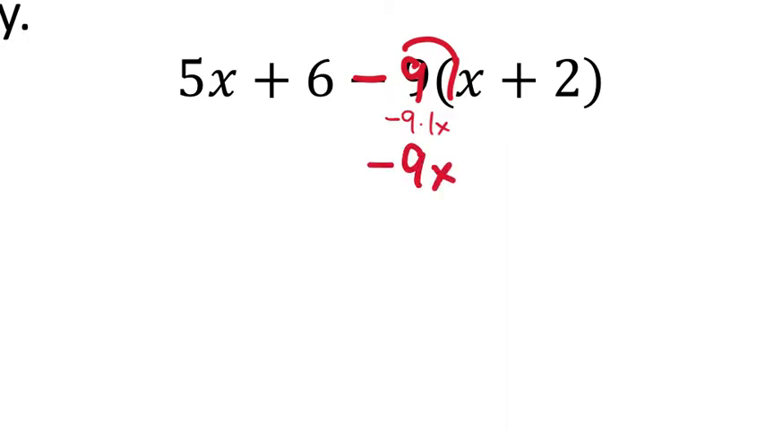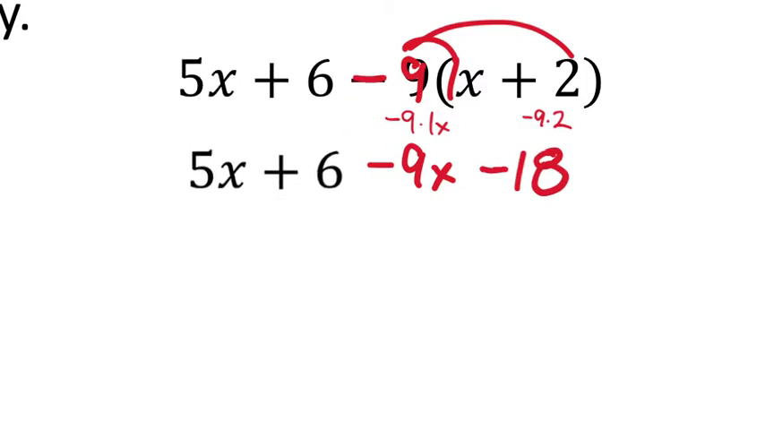okay? Then we gotta distribute, remember distribution is multiplication. We gotta distribute that -9 to the +2, so that'd be -9 times +2, which is -18. Okay, we didn't do anything with the 5x plus 6 because there was no distribution there, okay? So this is my new expression.